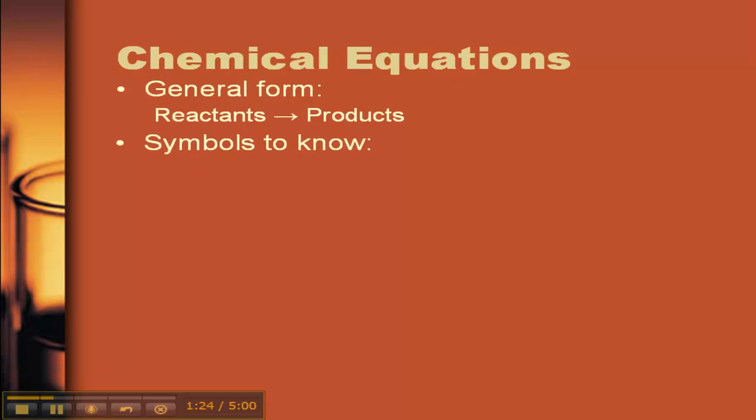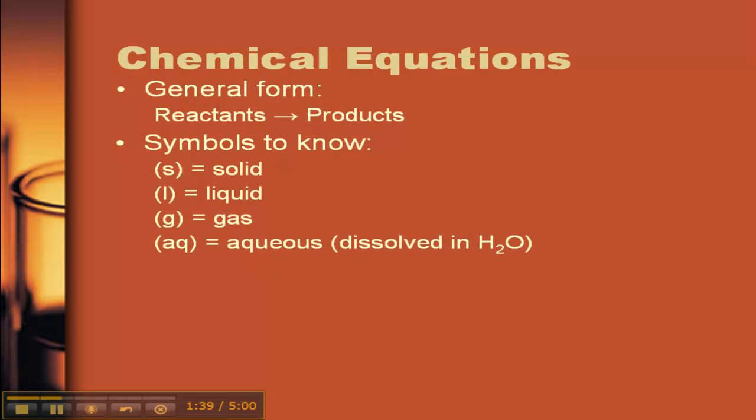Some symbols that you need to know, these are going to tell us states of matter, which will affect the outcome of an equation. You're going to need to know them, and then we're going to kind of back off of them. But they're pretty simple. Little s means solid, little l means liquid, little g means gas. If something has an aq, that means we've taken a solid and dissolved it in water. The arrow means yields or produces.